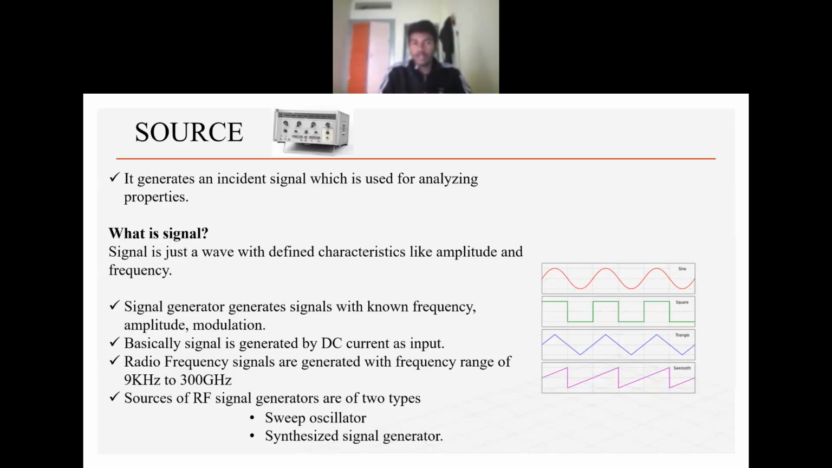Now, for our system, the vector network analyzer, we'll be generating a source of radio frequency waves with a range of 9 kilohertz to 300 gigahertz, as required by the user. This RF signal source is mainly of two types: sweep oscillator and synthesized signal generator. The main difference is that the sweep oscillator is an older technique, where we'll be getting phase noise. In a synthesized signal generator, there won't be any phase noise, and the generated output signal will be more accurate.